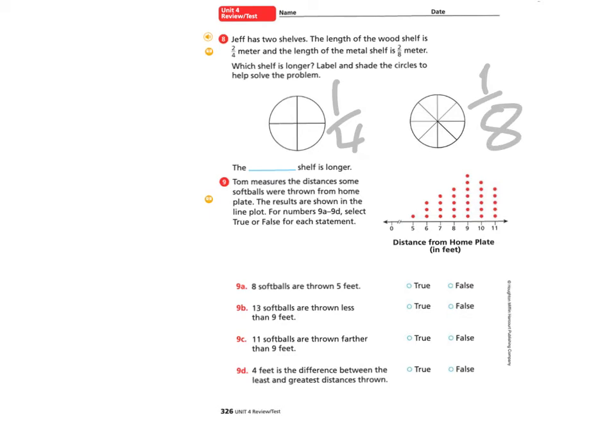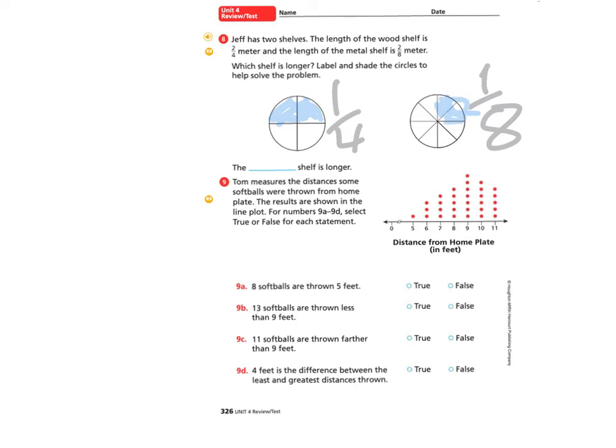So Jeff has 2 shelves. The length of the wood shelf is 2/4 of a meter, and the length of the metal shelf is 2/8 of a meter. So this one, it has the same numerator, but you can actually use these to compare. So without doing the problem for you, 2/4 would be you shade in 2 of these. 2/8 would be you shade in 2 of these. And it's pretty easy to compare.